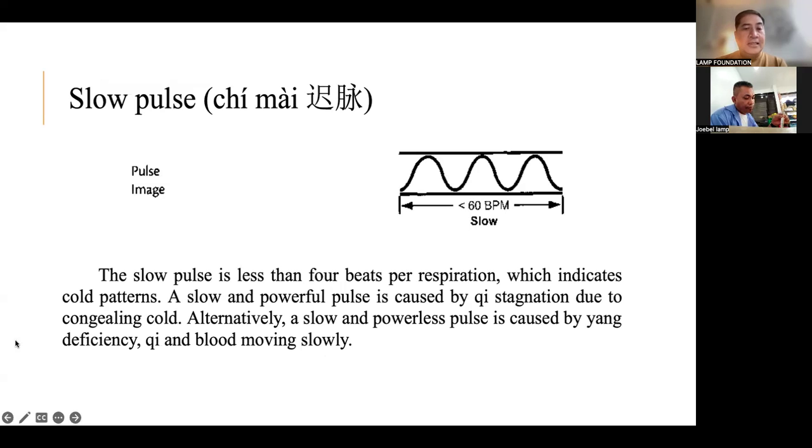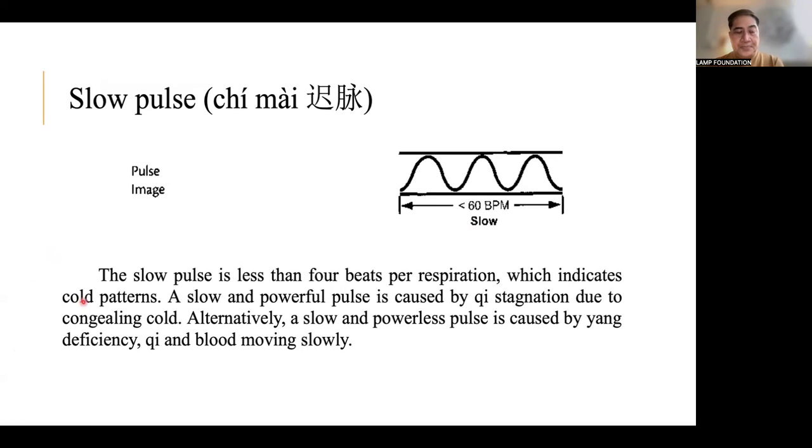The slow pulse is less than 4 beats per respiration, which indicates cold patterns. A slow and powerful pulse is caused by chi stagnation due to congealing cold. Alternatively, a slow and powerless pulse, so that means it's a weak pulse, slow and weak, it is yang deficiency, the chi and blood moving slowly.